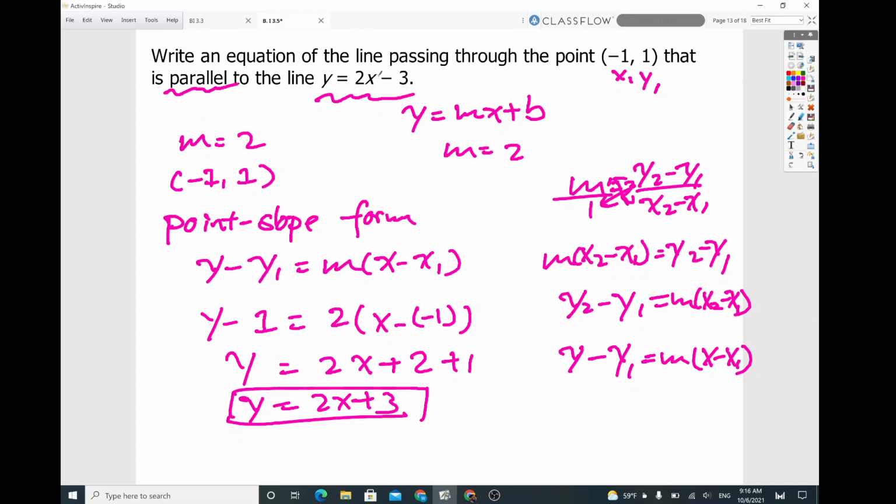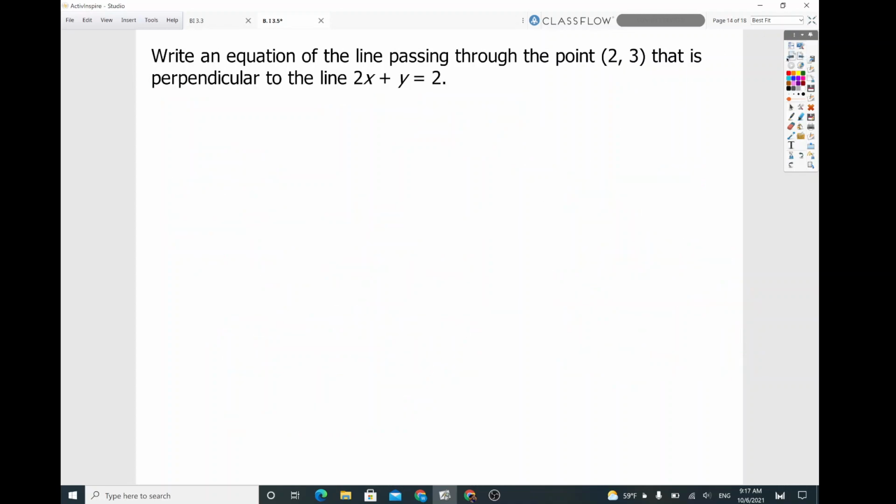Y equals 2x minus 3. Again, same slope. But this one, the y-intercept, it's down negative 3. The other one is up positive 3.